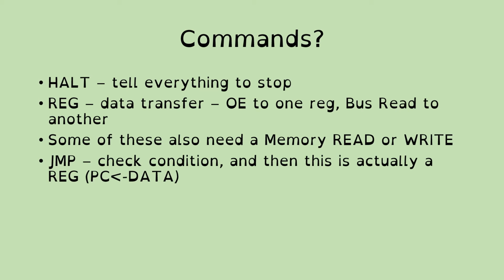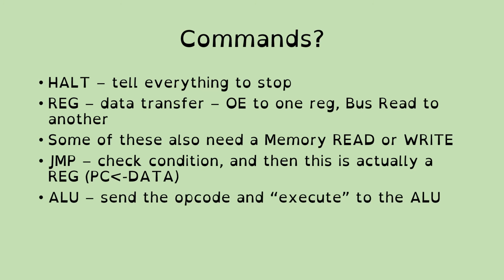We've also got jump commands. Two out of the three of those have conditions. So we want to check the conditions, and then if the jump is happening, it's actually just another reg command. Effectively, you're transferring data into the program counter. There's another little wrinkle on that: if you do a jump, you don't want to increment the program counter at the end of the cycle. But we'll come back to that. We will deal with that.